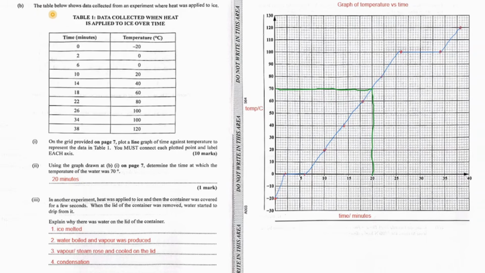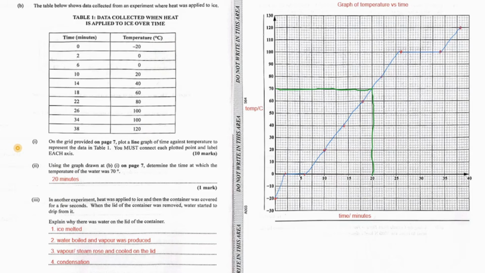So B, the table below shows data collected from an experiment where heat was applied to ice. So you have the table with the data that was collected, you have time in minutes, and you have temperature in degrees Celsius. So you have time ranging from 0 to 38 minutes, and you have the temperature going from negative 20 degrees Celsius all the way to 120 degrees Celsius.